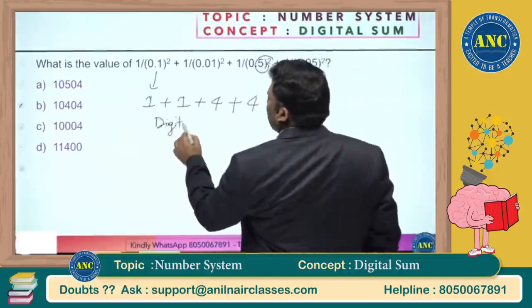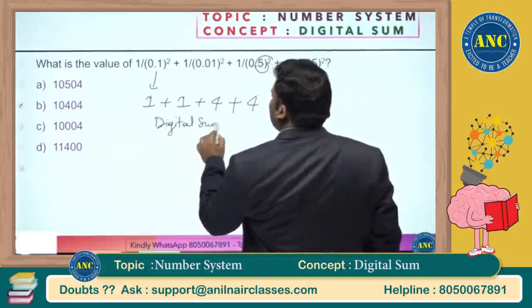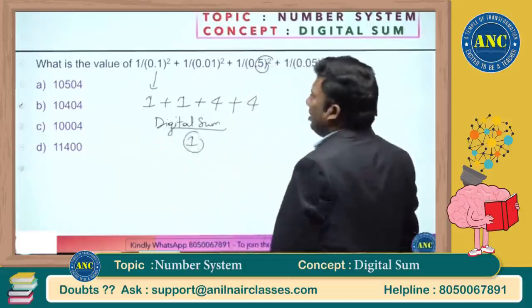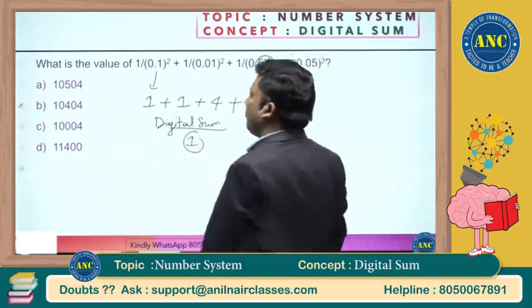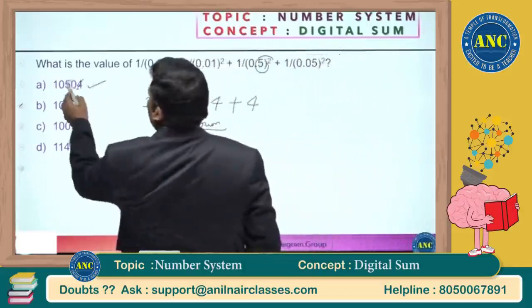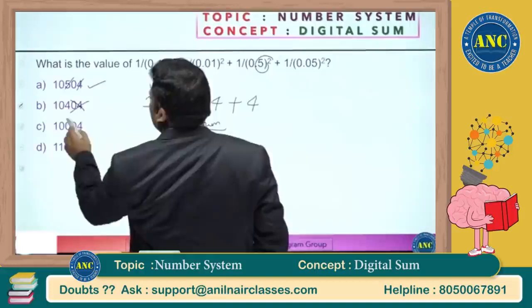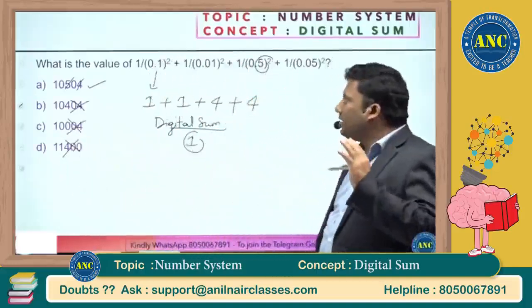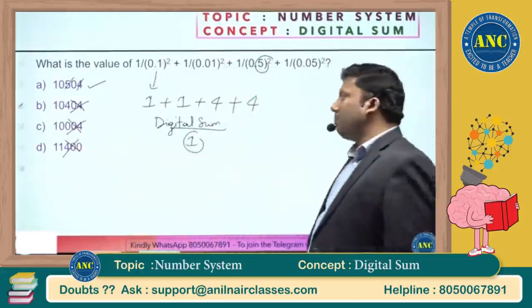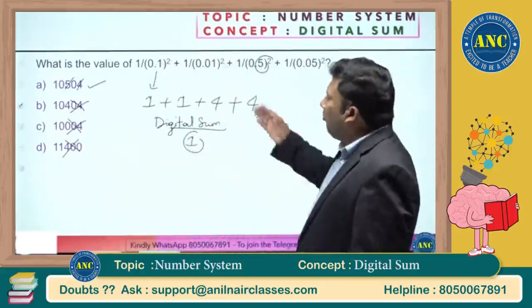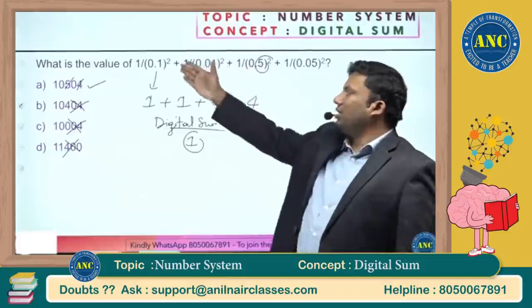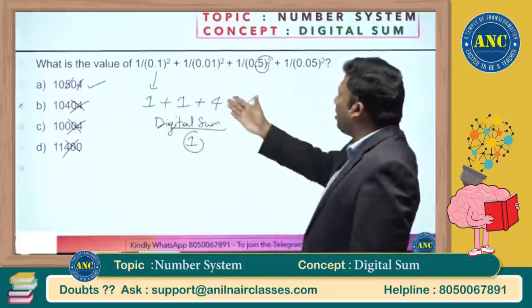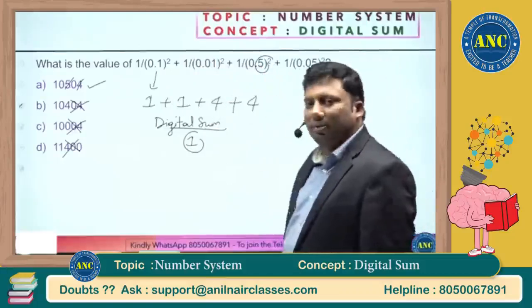4 plus 4 it is 8. 8 plus 2 it is 10. Answer digital sum should be 1. So first option. These 9 not possible, these 5 not possible, 6 not possible. If the denominator digital sum is 7, multiply the numerator and denominator by 4. These 1, these 1. 25 it is 7, multiply numerator and denominator by 4.